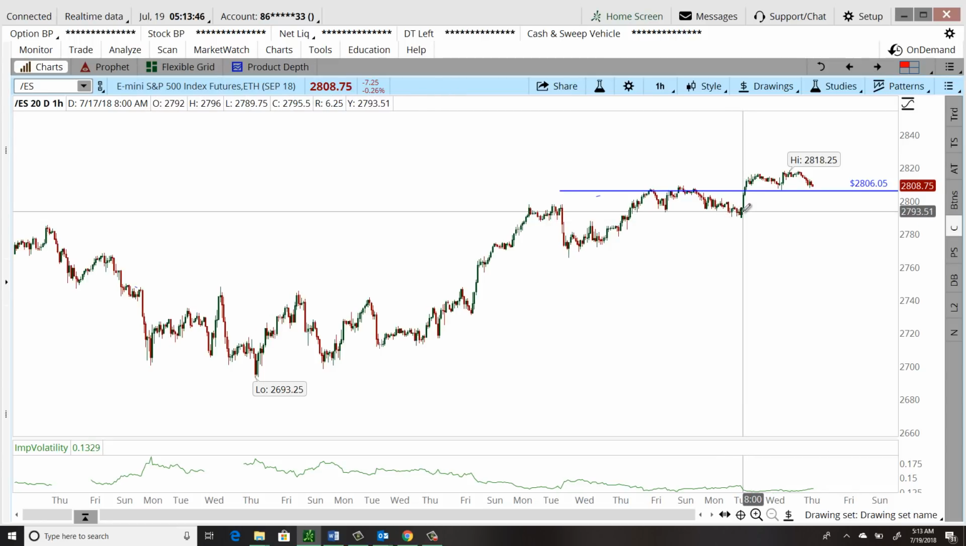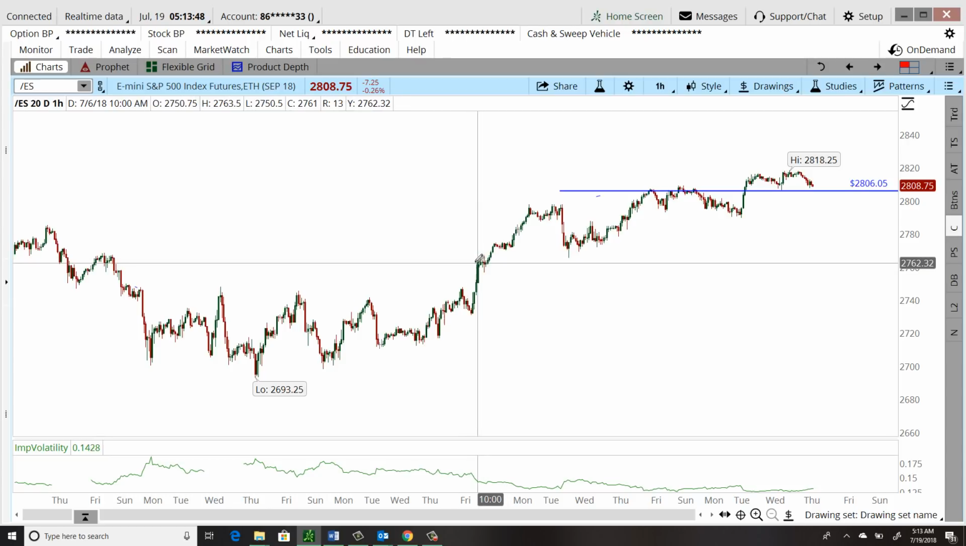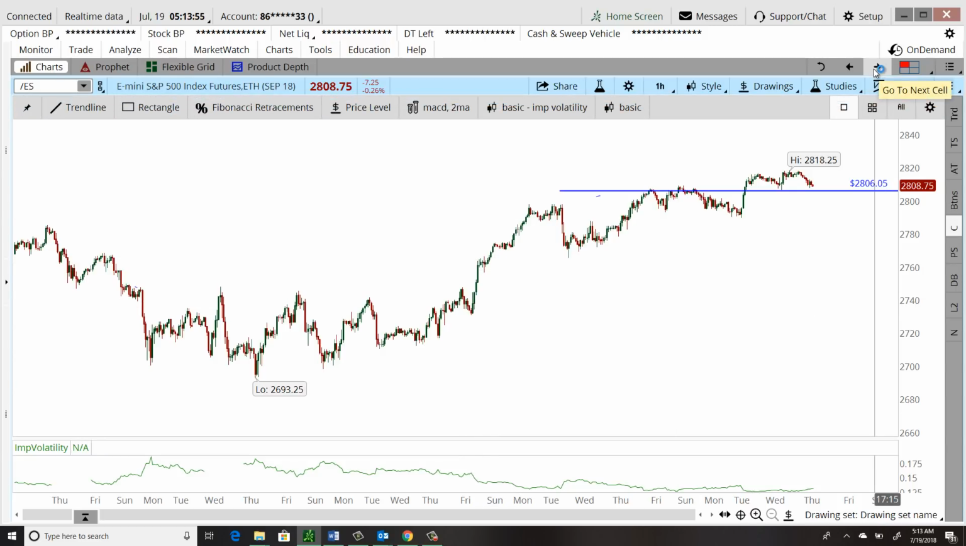Although I don't know that would be enough to stop it. I really kind of like price getting down to this 2762 region again. That could be a potential target for price.